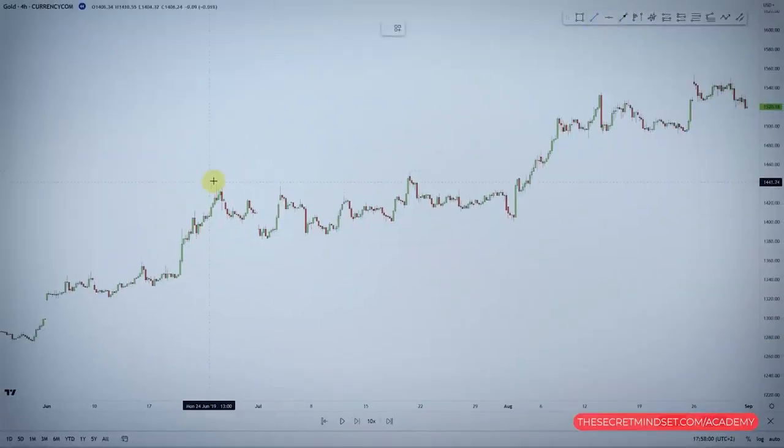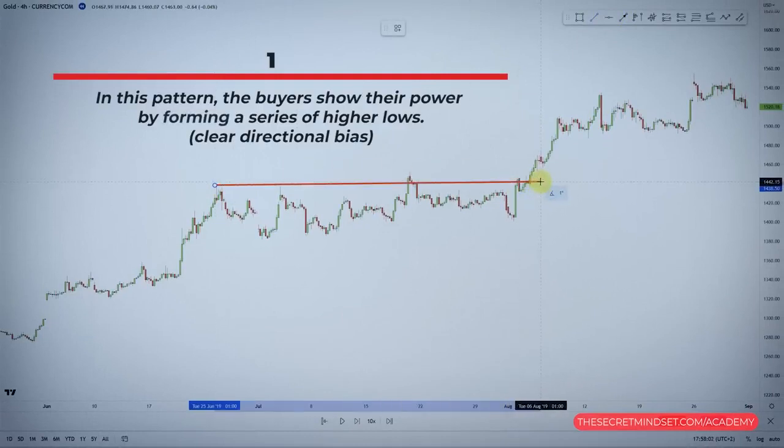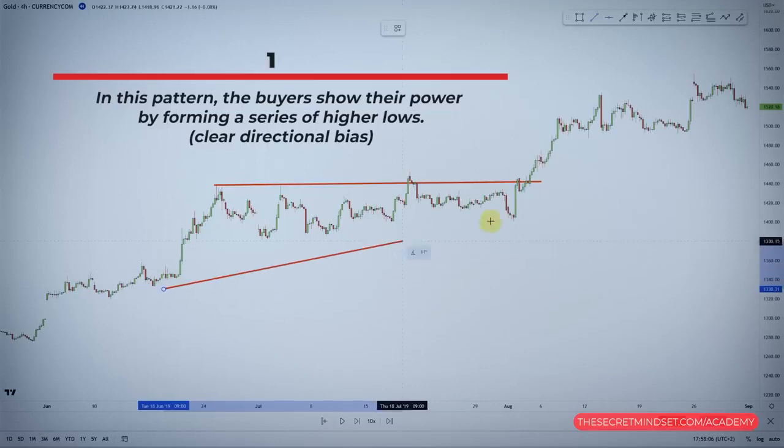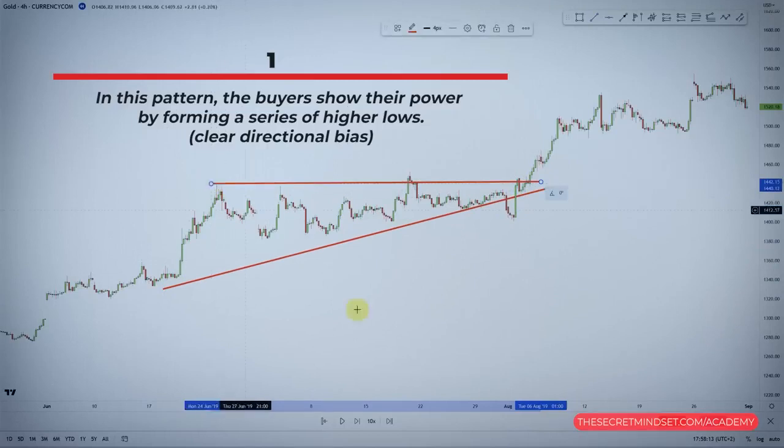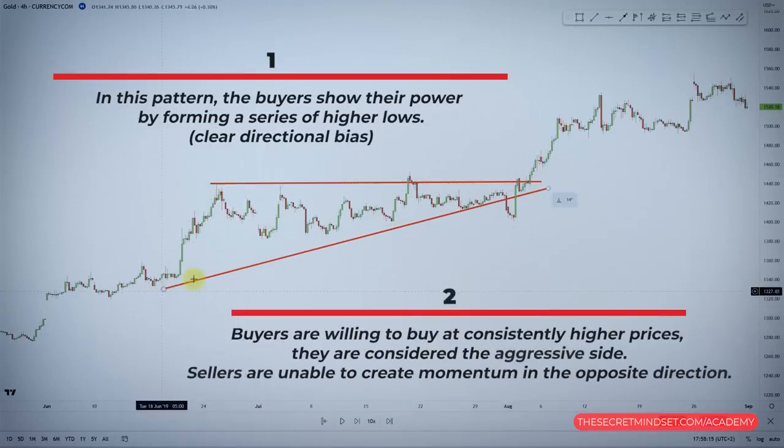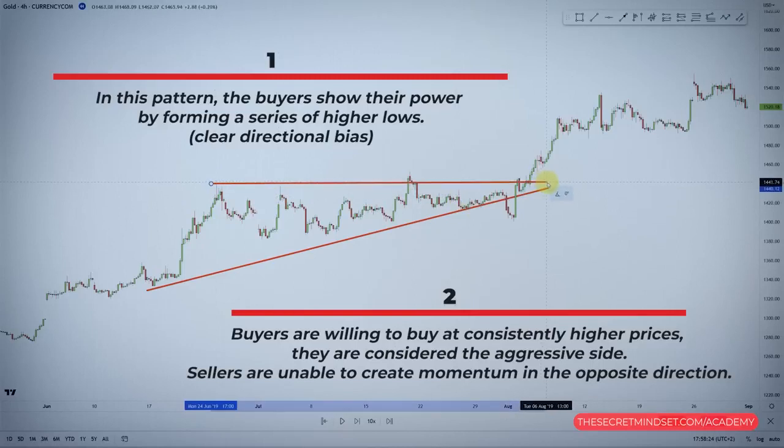Unlike the symmetrical triangle, the ascending triangle pattern has a clear directional bias. In this pattern, the buyers show their power by forming a series of higher lows. Because the buyers are willing to buy at consistently higher prices, they are considered the aggressive side. Meanwhile, as the buyers push higher, the sellers are unable to create momentum in the opposite direction.